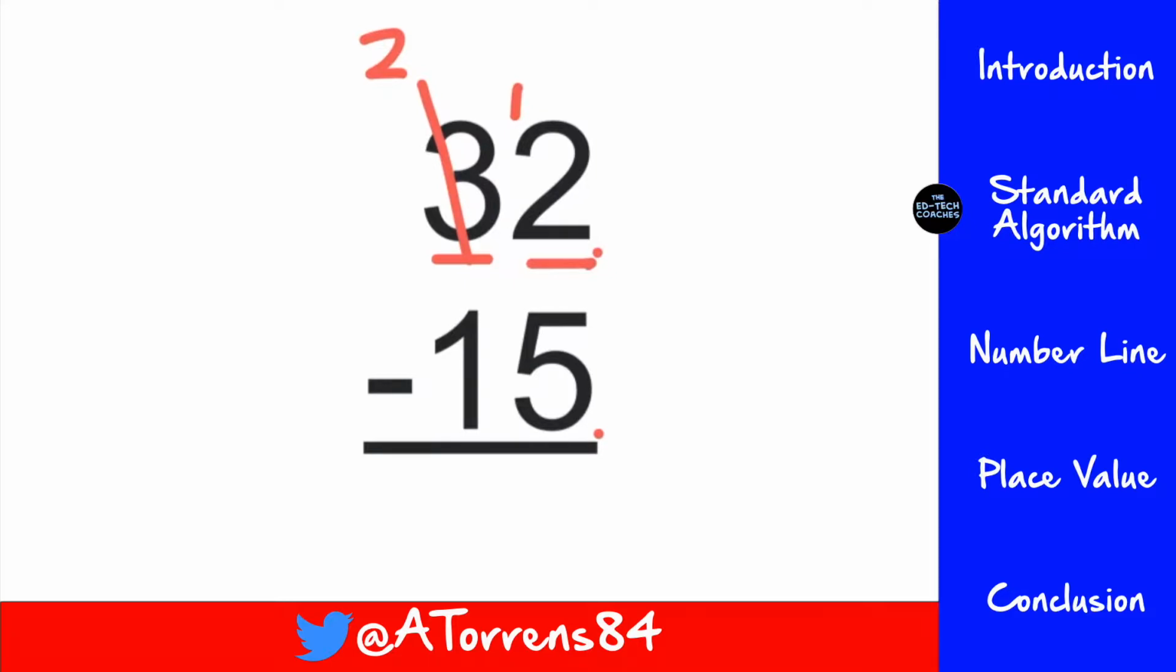Now I can solve 12 take away 5. 12 take away 5 is 7. I can do that in my head because I learnt that in grade 2. Now I move on to my 10s. Simple, 2 10s take away 1 10 is 1 10. So 32 minus 15 is 17.